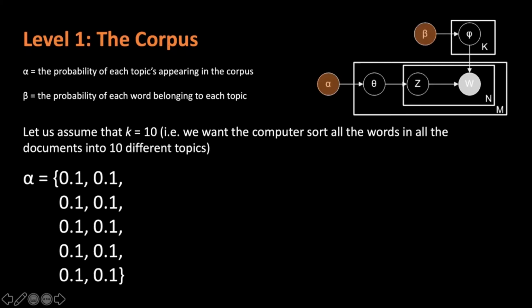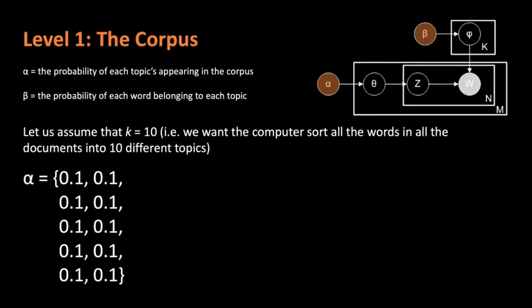That alpha is just a sequence of 10 numbers. And at the beginning, the computer begins with the assumption that each topic is equally likely to appear. And then as it starts to sort things into topics and learns more about the corpus, it'll change these numbers. And over time, they'll all be different depending on what the computer thinks about the mixture of the corpus.